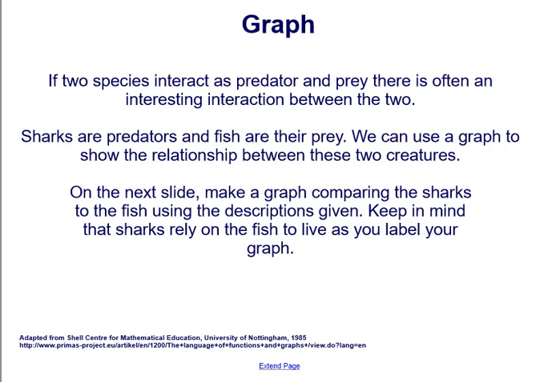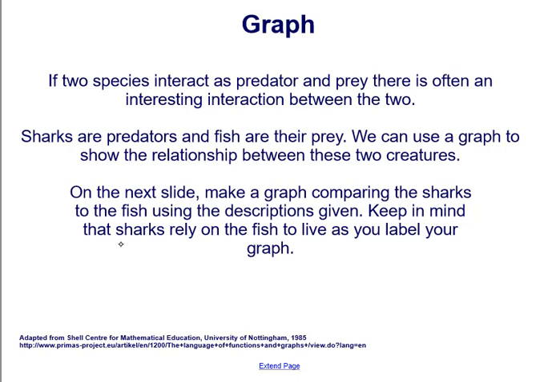Here's a different example. We have the scenario of two species that interact as predator and prey; there is often an interesting interaction between the two. Sharks are predators and fish are their prey. So we can use a graph to show the relationship between these two creatures. On the next slide, we'll make a graph comparing the sharks to the fish using the descriptions given. And we'll keep in mind that sharks rely on the fish to live as we label our graph.